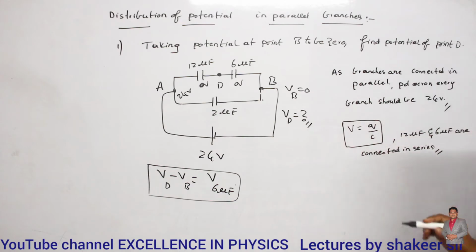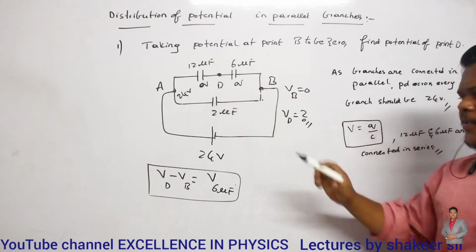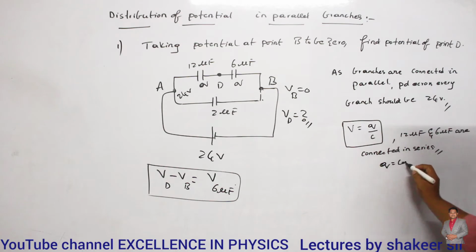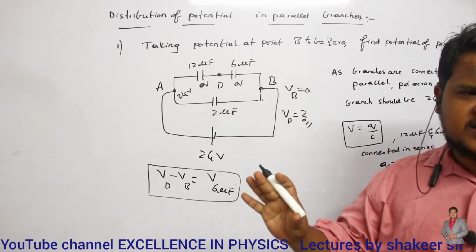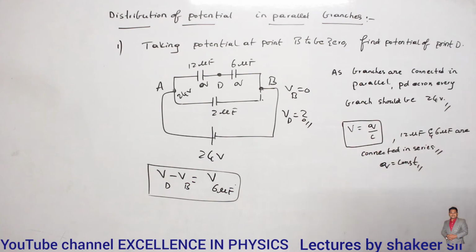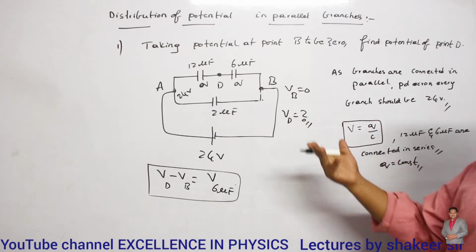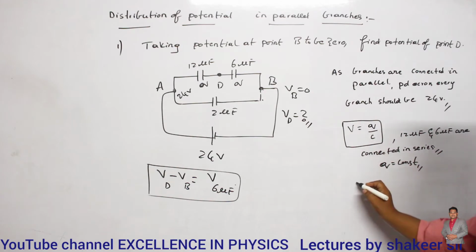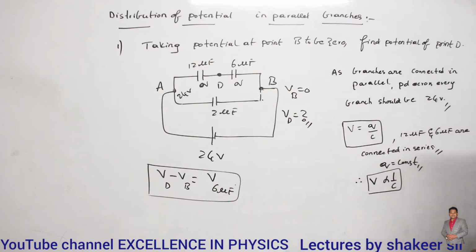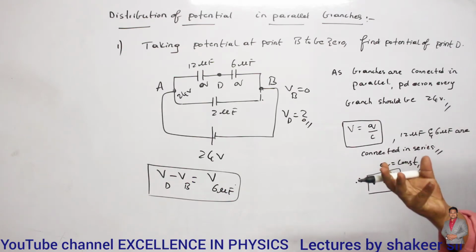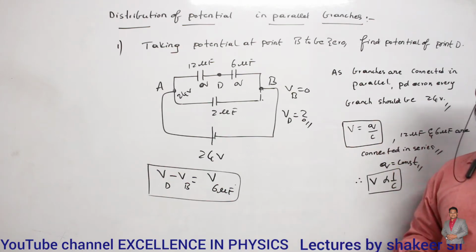So in this top branch, in this capacitor and this capacitor also, charge is constant. Definitely I can say charge is constant. If charge is constant, V is inversely proportional to capacitance. What is the meaning of this? If capacitance is greater, then the potential difference across the plates of that capacitor will be lesser.